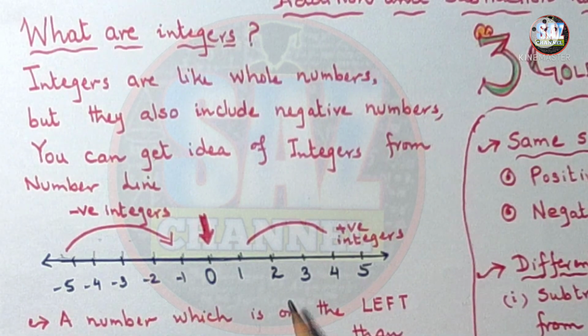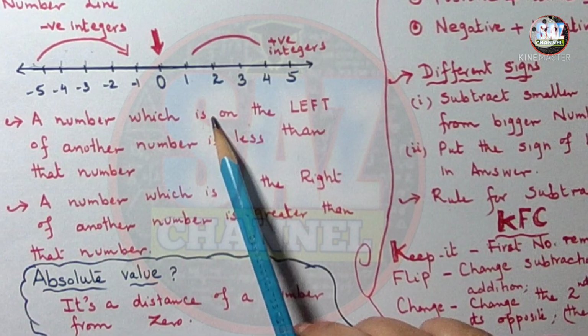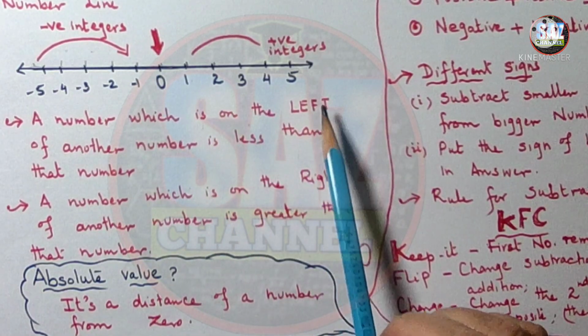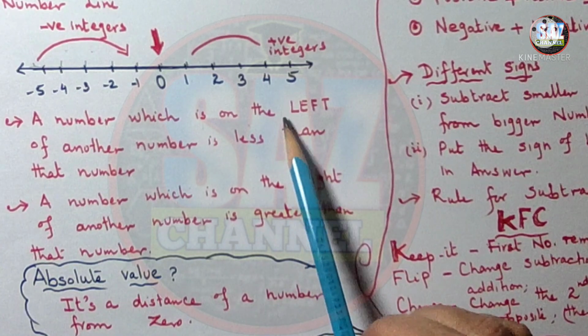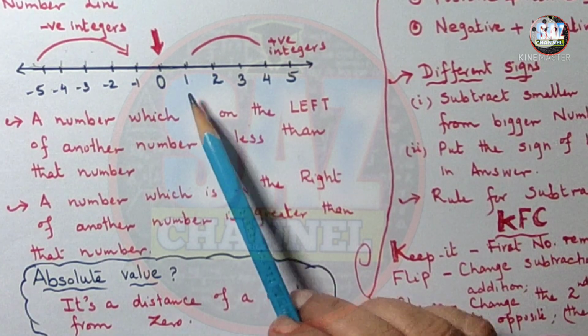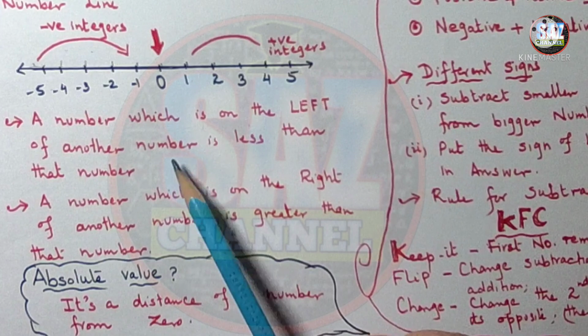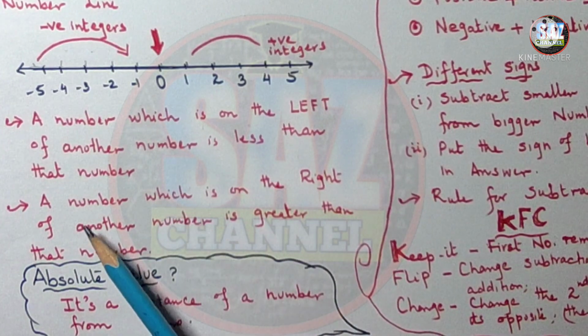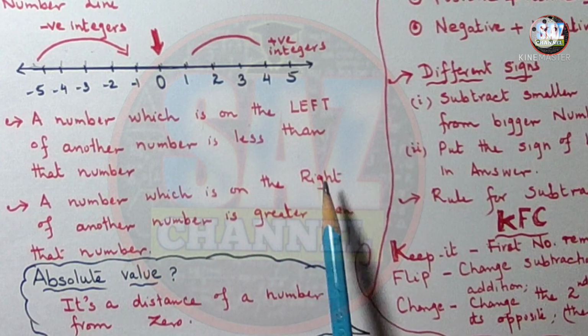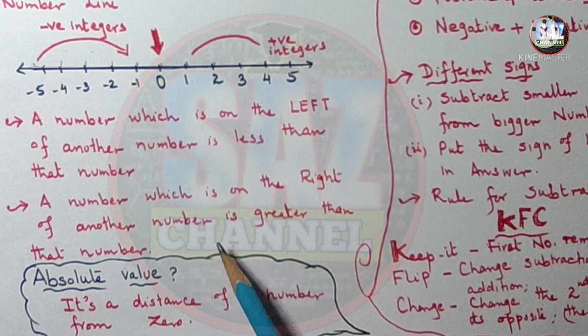There are some observations on the basis of this number line. If we look at 0 and 1, we can see that 0 is less than 1, or if we look at 1 and 2, 1 is less than 2. A number which is on the left of another number, like 1 is on the left of 2, is less than that number, and a number which is on the right hand side of another number is greater than that number.